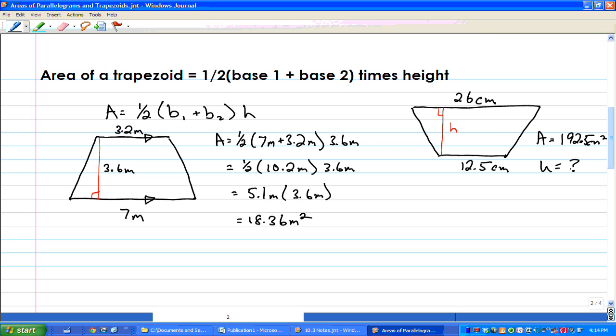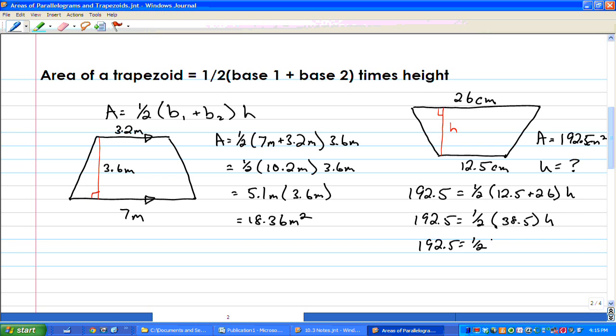Okay, to find the height, you take the information that you have. 192.5 should be equal to 1/2 of the sum of the bases, 12.5 plus 26, times the height, which we don't know. First thing I have to do is add in the parentheses. This here I haven't touched. So I have 1/2 then of 38.5 times height. Again, this is the same. 1/2 of 38.5 is 19.25. Divide by 19.25 on both sides, and H is equal to 10 centimeters. I hope you got that.